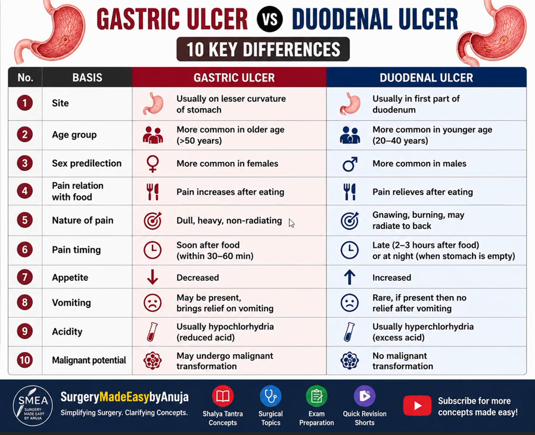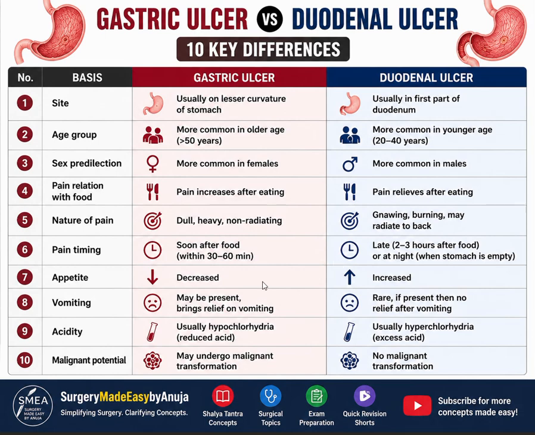The nature of pain in a gastric ulcer is dull, heavy, and non radiating, whereas in a duodenal ulcer, the patient has a groaning type of pain associated with burning sensation in the chest, abdomen, and can radiate to the back. The timing of pain in gastric ulcer is immediately after eating food, in about 30 to 60 minutes or half an hour. Whereas in a duodenal ulcer, the pain begins a little late or at night when the stomach is empty.